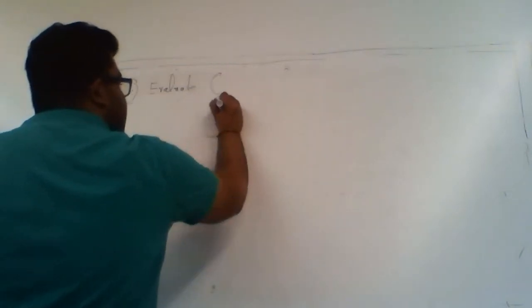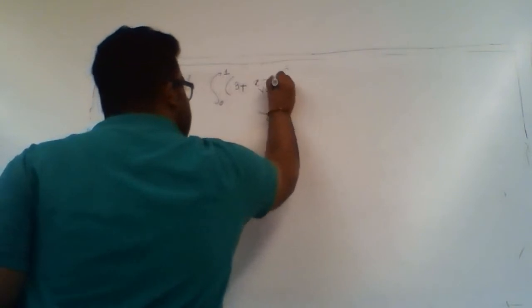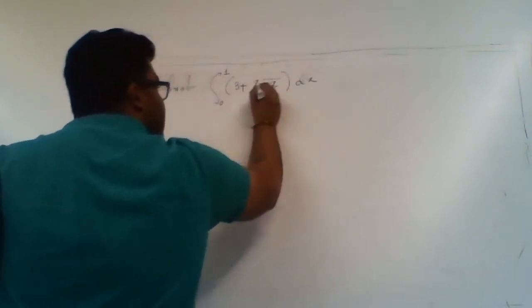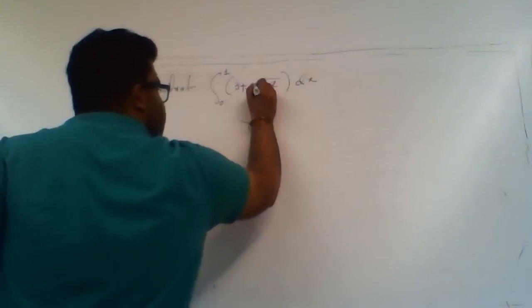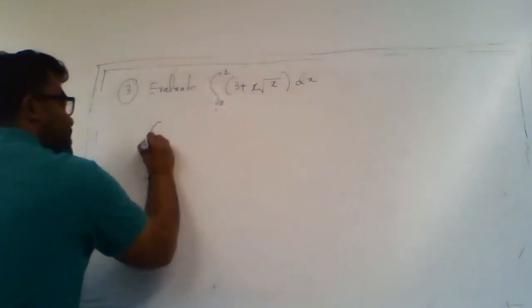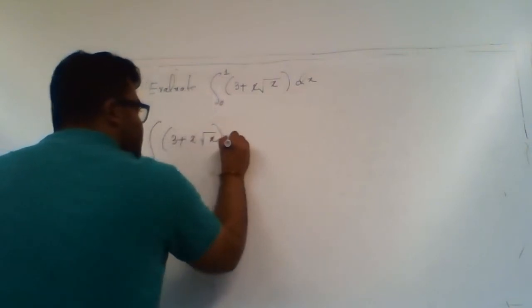Integral from 0 to 1 of 3 plus x square root of x dx. So this is x times square root of x, not x to the power x, it's x times square root of x dx. So how to do it? Very simple. Forget the limits, just find out the integral of 3 plus x square root of x dx.